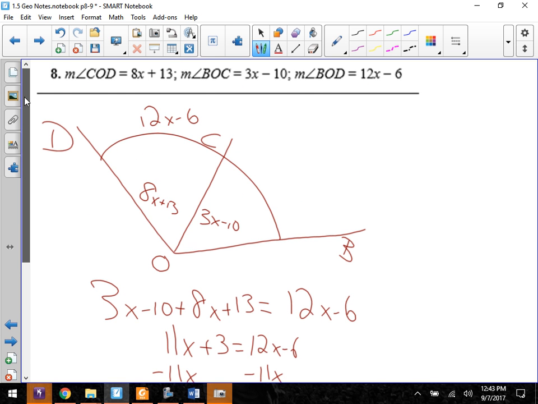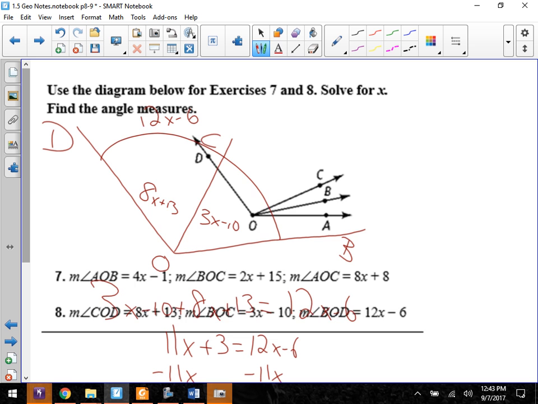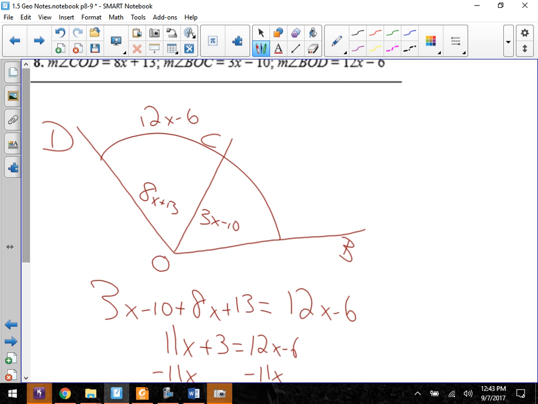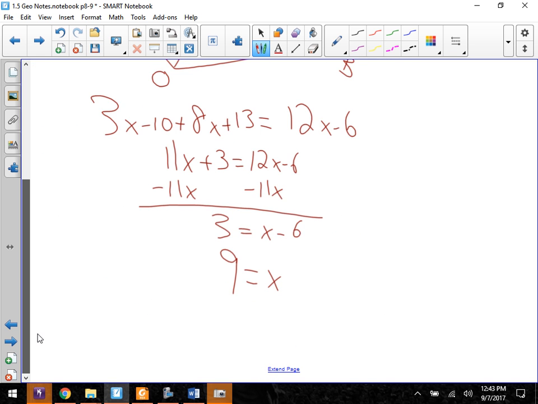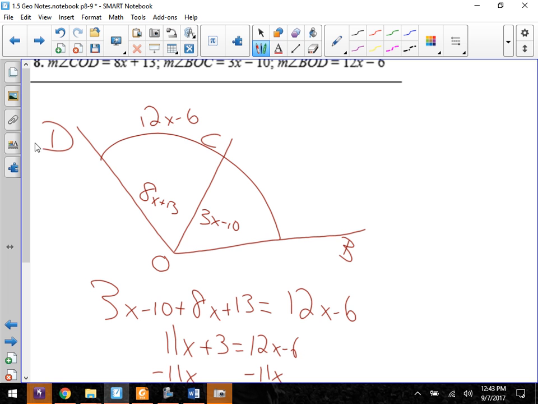Did it ask to solve? I think it was just solve for x, wasn't it? Oh, then find the angle measure. So solve for x, we got 9. 8 times 9 plus 13. 3 times 7. I said 7, didn't I? I meant 3 times 9. Yes, and then you subtract 10. I did, I just brain farted.